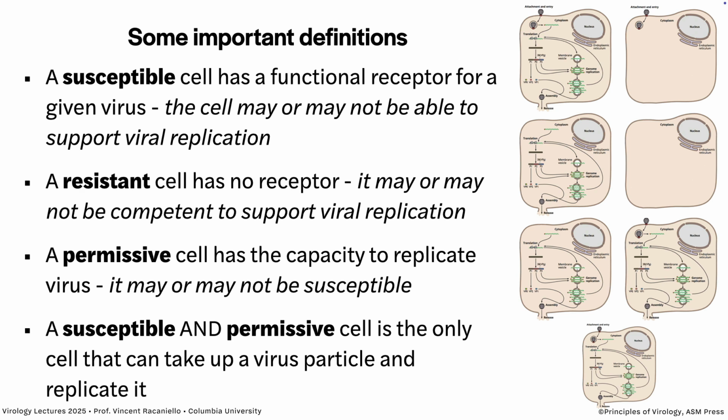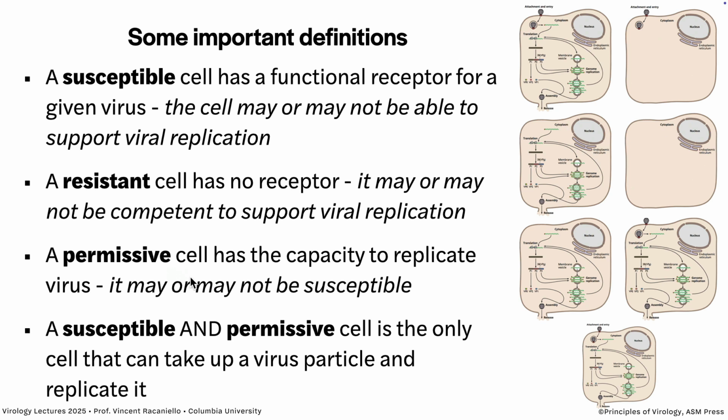Now, when I talk about a susceptible cell, all that means is that the cell has a functional receptor for a virus. In other words, there's typically a membrane moiety, a protein or glycoprotein or glycolipid to which the virus attaches. So susceptible just means that there is such a receptor on the cell. It doesn't mean that the cell can support replication. So once the genome gets in, it might not replicate. Susceptibility only deals with the ability to bind to a cell. And a resistant cell has no receptor. It may or may not be competent to support replication, but there's no receptor.